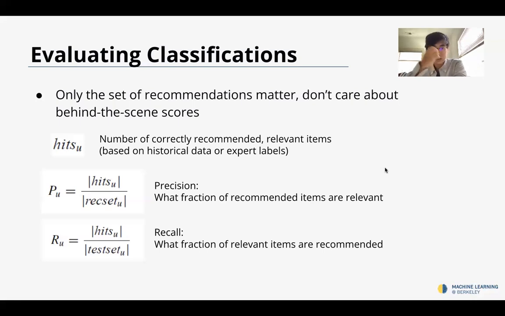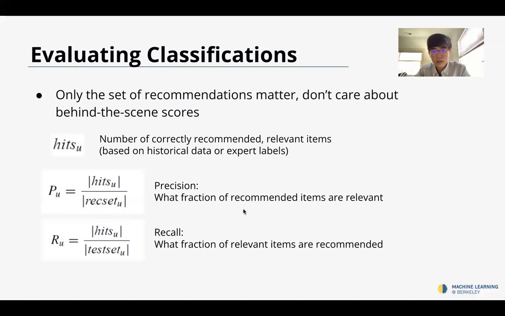So the way to quantify this is usually with precision and recall. So here we first define hits. It's just a count of how many outputs are actually correctly recommended, right? This is just the numerator in your accuracy score. It's like the number of correct predictions. So precision is the number of correct recommendations over the set of recommendations your system makes, right?